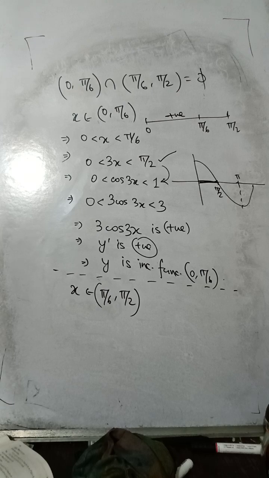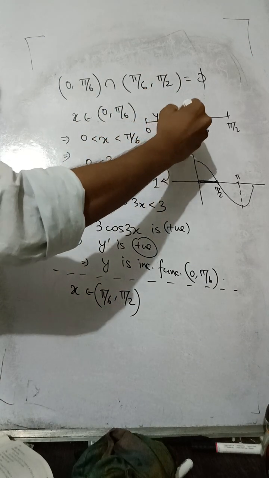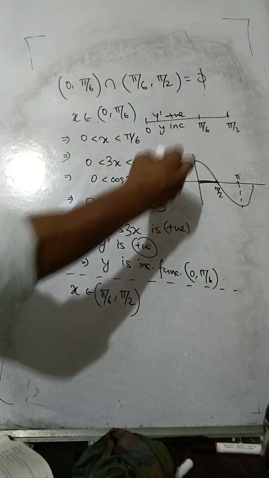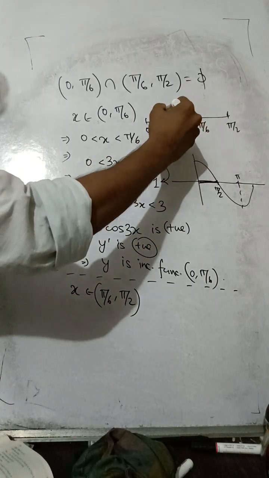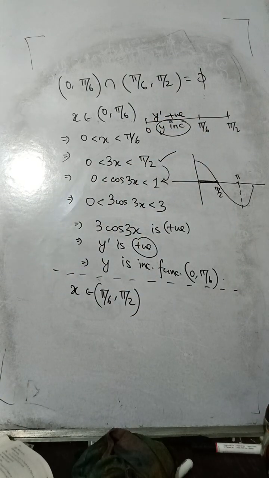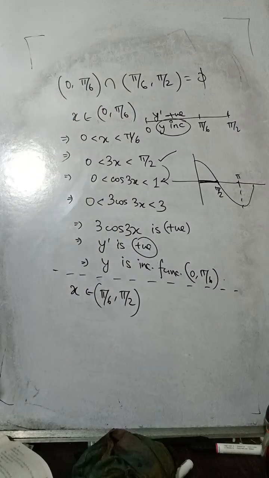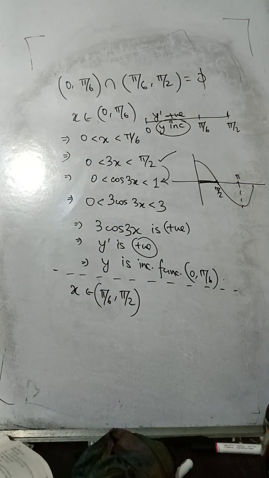Since y dash is positive, hence y is increasing. We are concerned about whether y is increasing or decreasing, but for that we have to study y dash as well. So yeah, that was the first part. Now coming to the next part, in this region, that is pi by 6 to pi by 2, that is 30 degrees to 90 degrees.